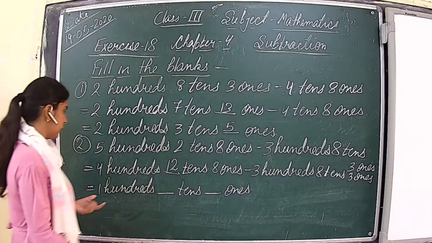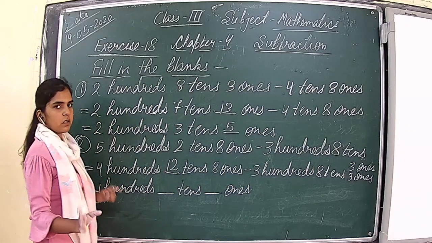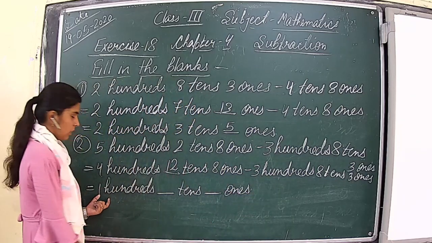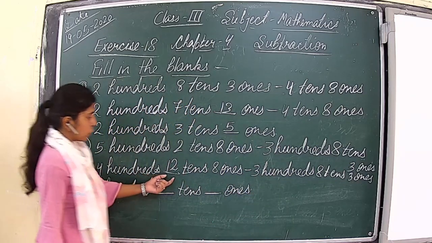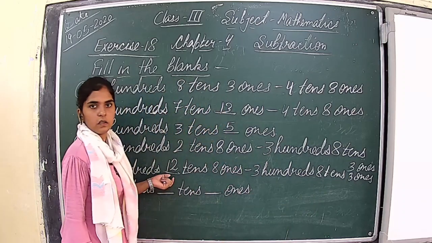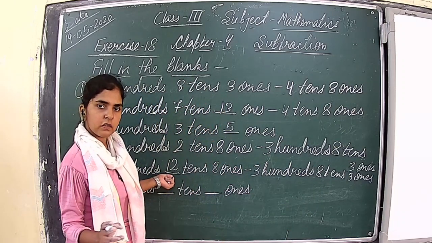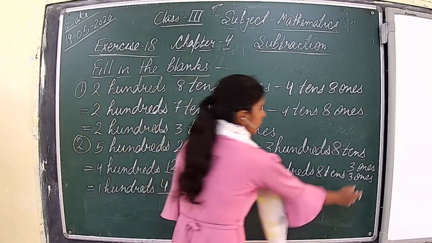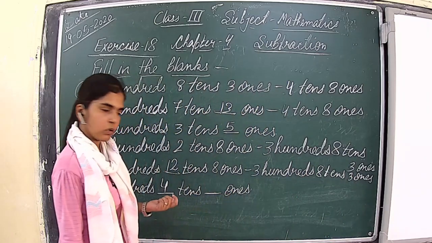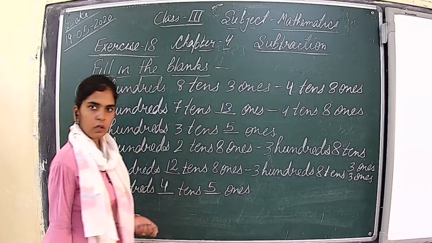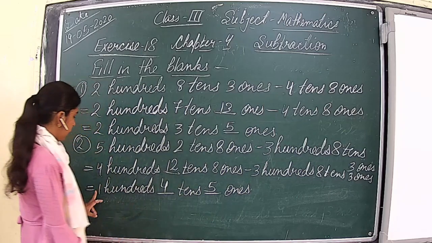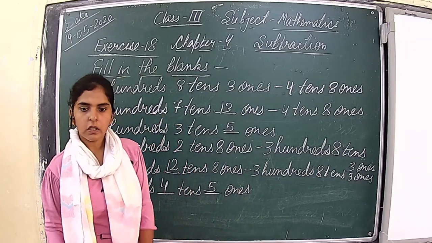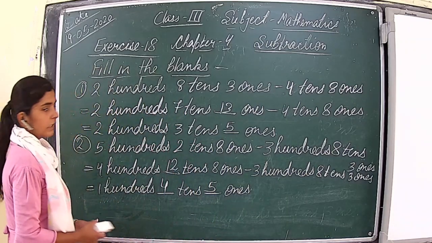Now we will subtract these numbers. As I told you, hundreds will be subtracted from hundreds. So 400 minus 300 will become 100. Right? 12 tens minus 8 tens, 12 minus 8 is equal to 4. Now 8 ones minus 3 ones, 8 minus 3 is equal to 5. So this is the result: 100, 4 tens and 5 ones. Now let's start the next question.